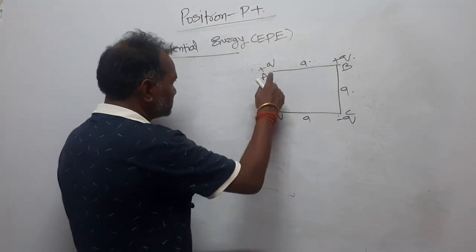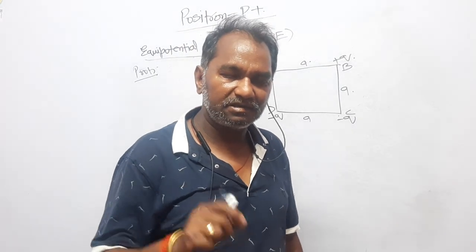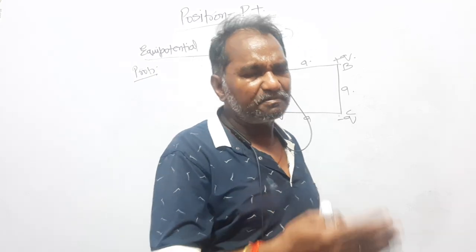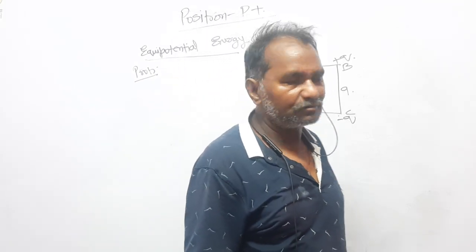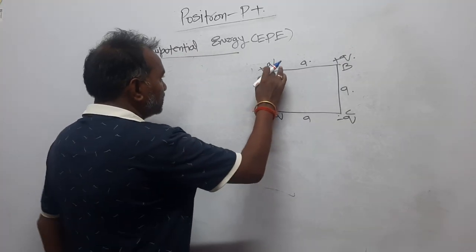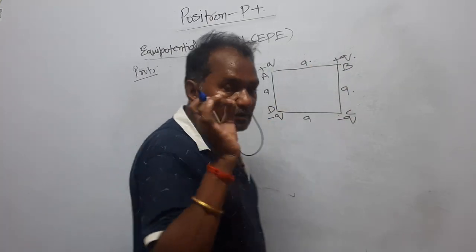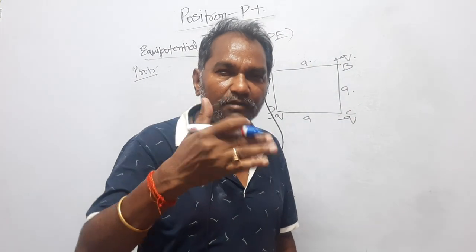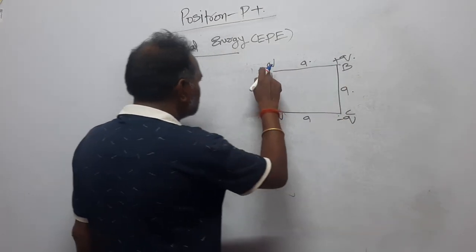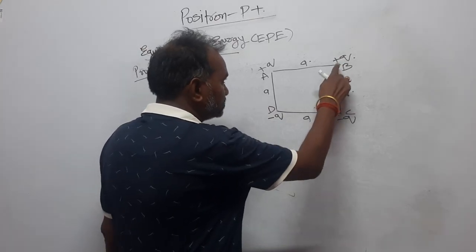Dear student, first, in order, I'm bringing the charges. First I'm bringing charge on A, then charge on point B, then charge on point C, then charge on point D. The same technique I'm going to apply and we'll find out the EPE of the system. Now, when you bring charge plus Q at point A, we are bringing the charges in order one by one, so other charges at that time were absent, so W1 is equal to 0 simply. Now I am bringing charge plus Q at point B.